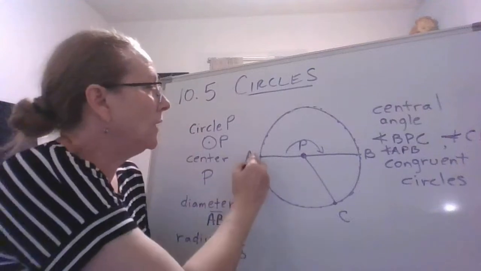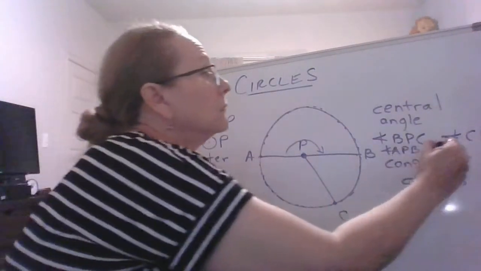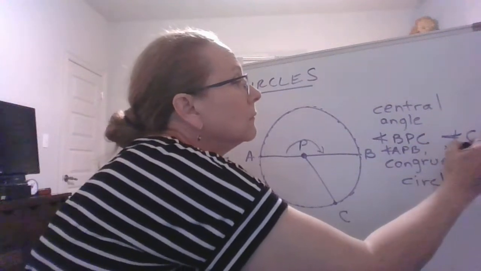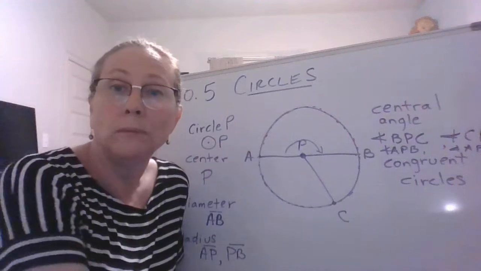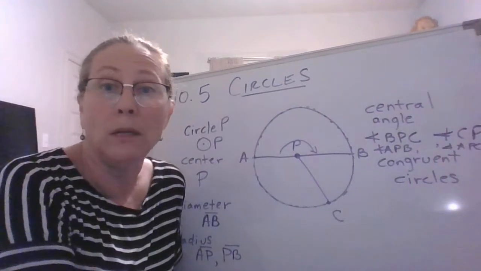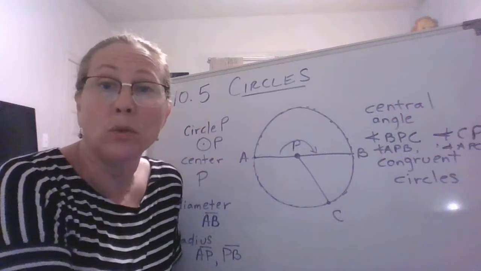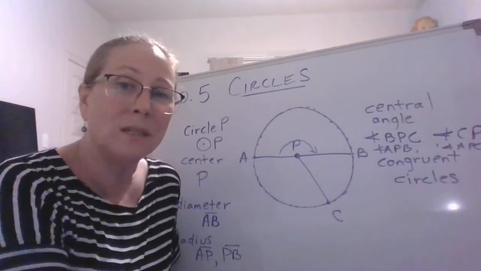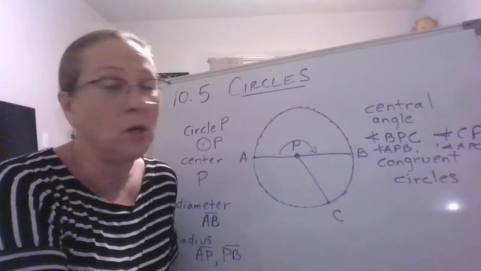So could we have an angle like APC? We could. So we could have angles that are greater than 180 degrees. Previously, we did not, but it is certainly possible. Generally, we stick to 180 degrees or less for most of the problems that we're going to solve here.